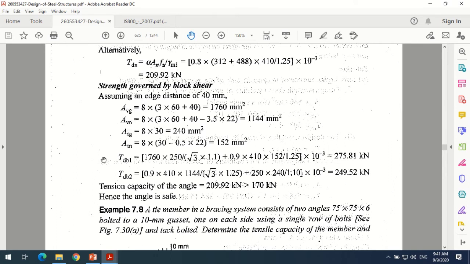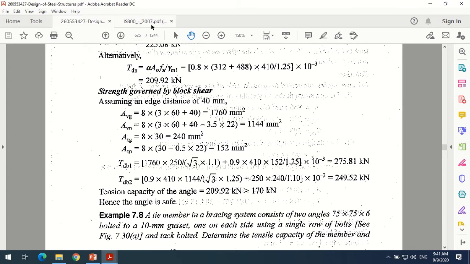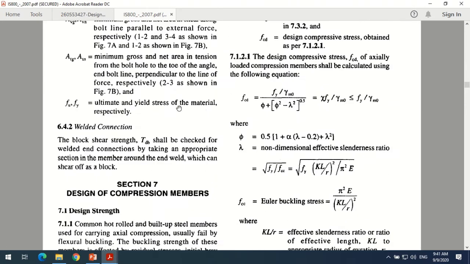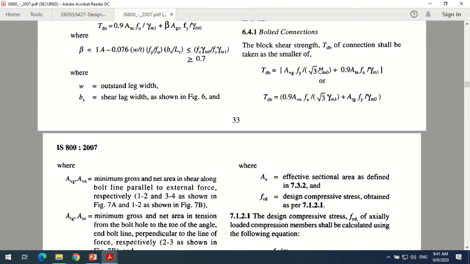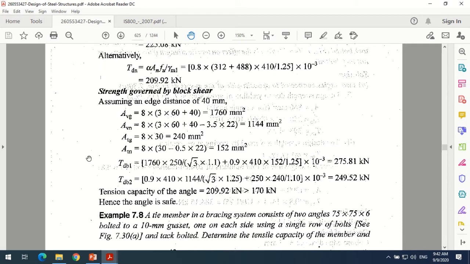Now after you have them, substitute them in our equations for block shear, the two equations we have here. Other than these areas, the rest of the values are factors of safety and the stresses, the yield stress and the ultimate stress of the material. That will give us the two values of the strength of the member in block shear. The least of these two will be taken as the strength under block shear. So here it will be 249.52.